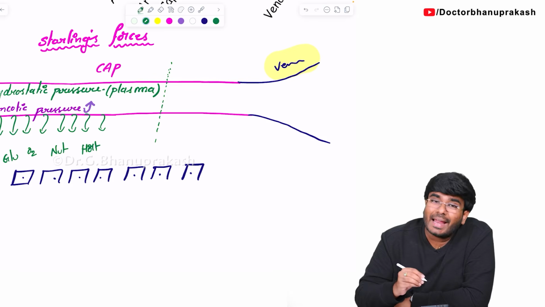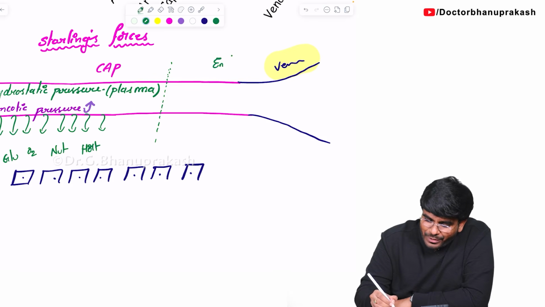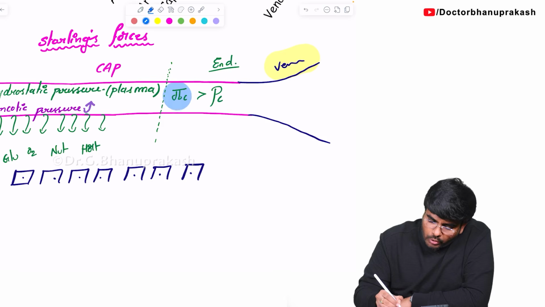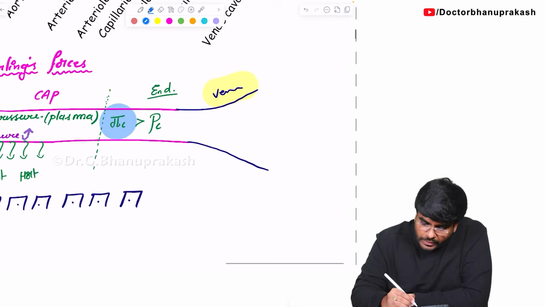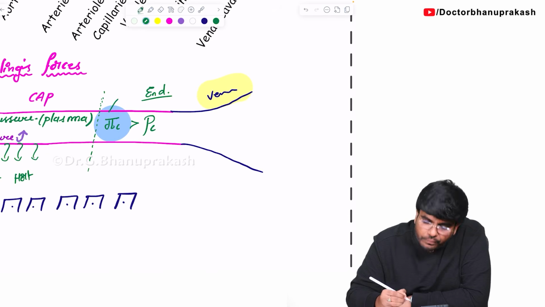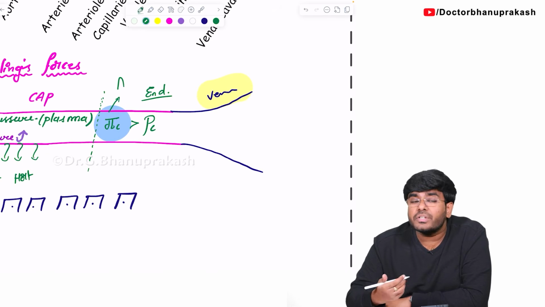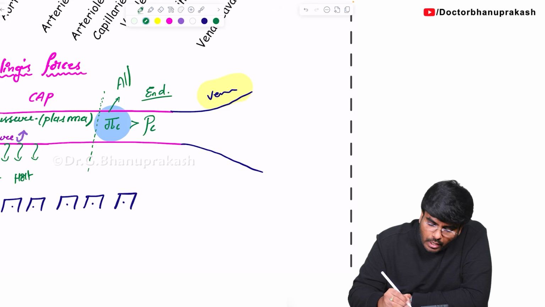So at the end of the capillary, the oncotic pressure is going to become greater than hydrostatic pressure. The oncotic pressure is now going to be dominant. But students, I forgot to mention, oncotic pressure is due to which molecules? Albumin. Oncotic pressure is always because of albumin.